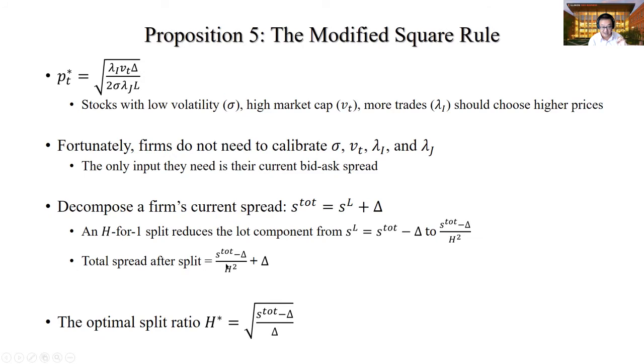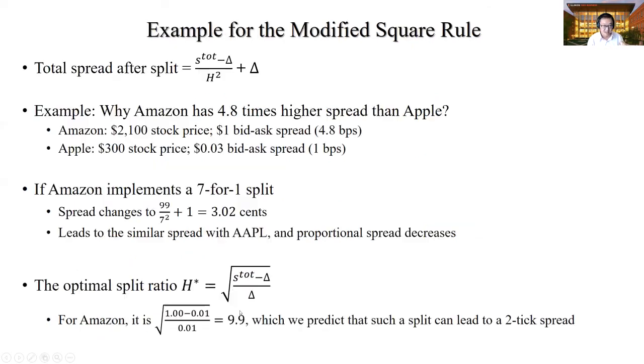In the ratio here, the optimal split ratio looks like this. Before we go to empirics, let me give you a motivating example. When we wrote the paper, Amazon's proportional bid-ask spread was 4.8 times higher than Apple's, although we think they are similar. Why?